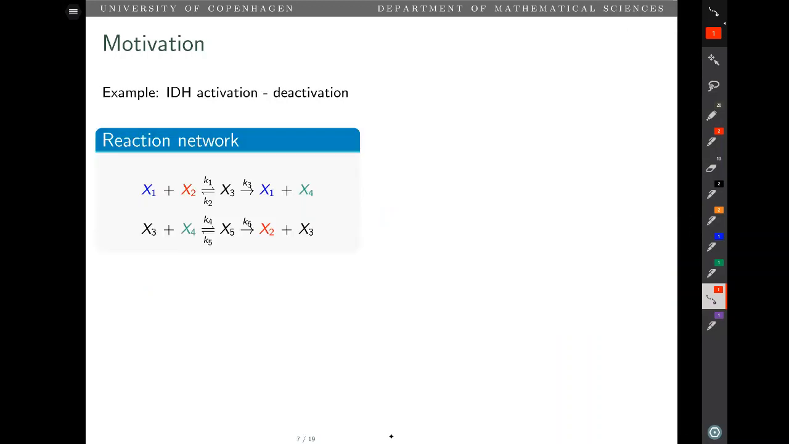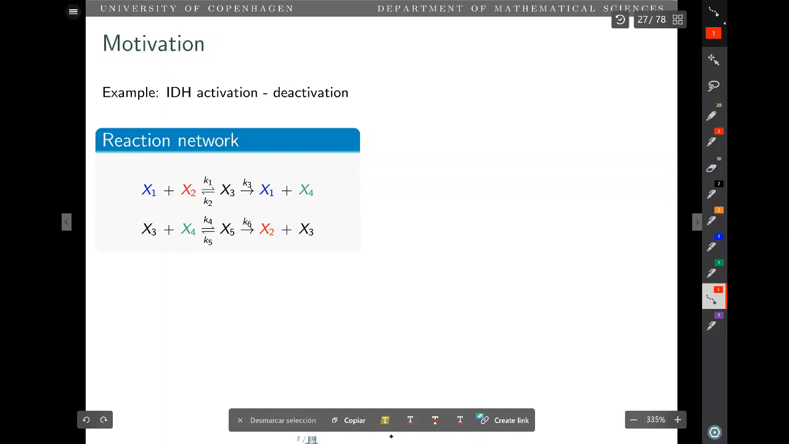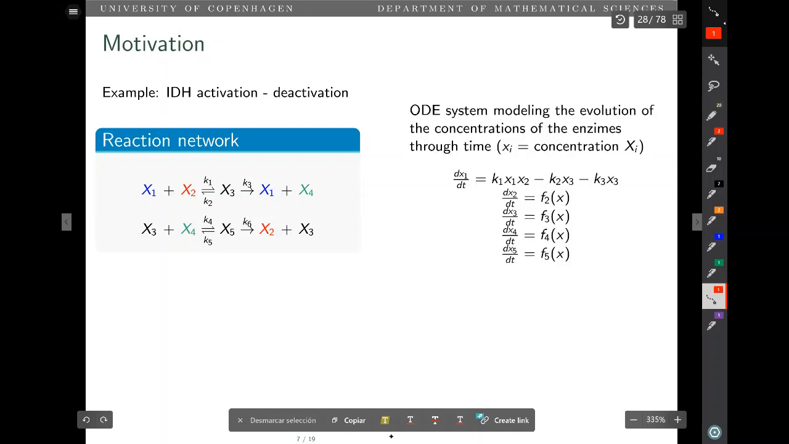I just changed the names to the original notation, but I kept the color. So the active enzyme is X4, the green one, the inactive one is the red one, and the assistant one is the blue one. I can, again, build my system, which will have 5 polynomials. I just wrote the first one, so you can see the monomials there.